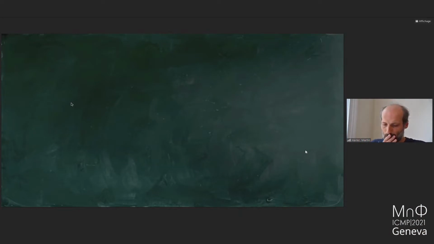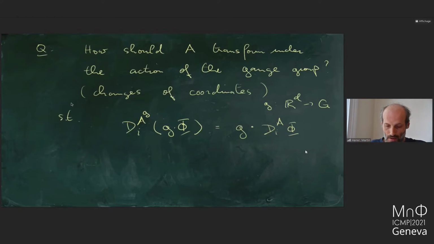So if you remember, yesterday we started discussing gauge theories, and we saw that an important ingredient there are these connections A. We ended on an exercise, which was to figure out how A should transform under the action of the gauge group so that the covariant derivative, which we defined yesterday, transforms in the correct way, in the sense that if phi transforms in the natural way under the action of the gauge group, its covariant derivative also transforms in the natural way, which is just pointwise multiplication.